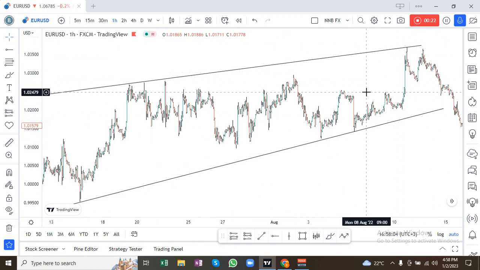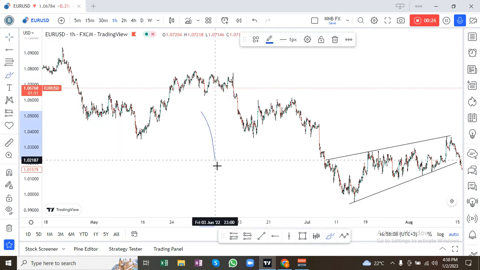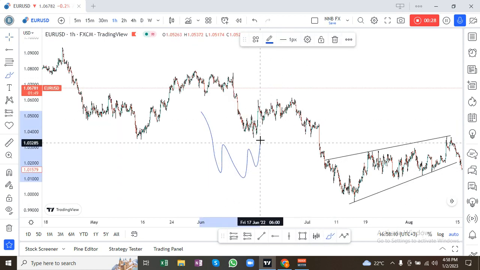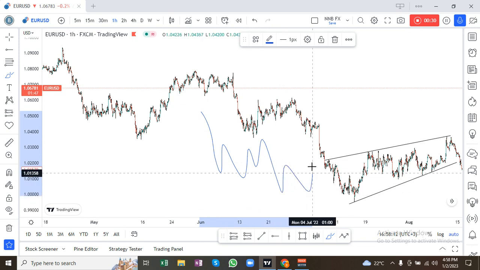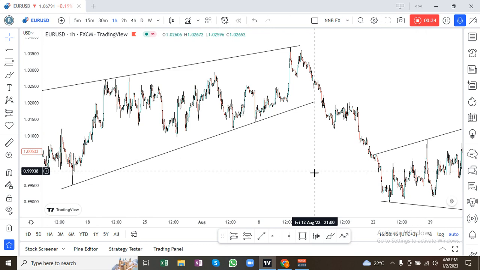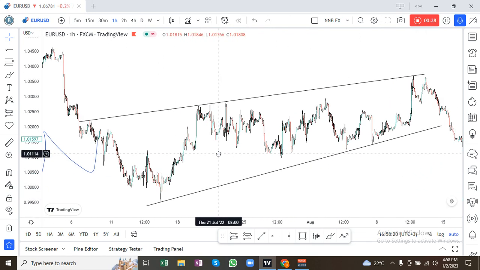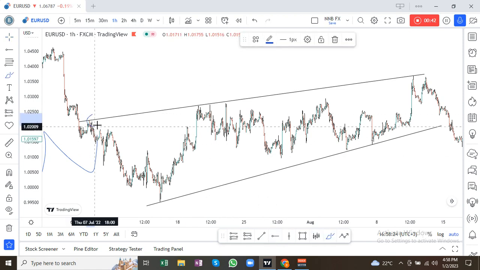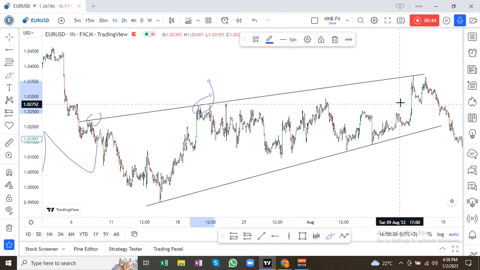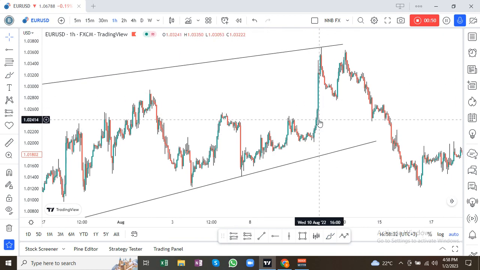Euro Dollar, as you can see, was moving in an impulse, correction, impulse, and it was correcting. This was a bigger correction in the form of a rising wedge. It touched the wedge the first time, second time, and it was heading to the third touch. Now this is where we are going to enter from.